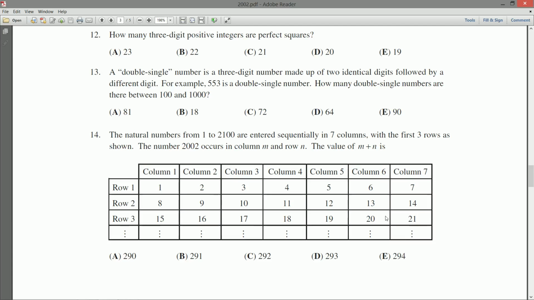And if you're familiar with modular arithmetic, column 6 has all the things that are equivalent to 6 mod 7. If you're not familiar with modular arithmetic, it's basically just math done with remainders. So column 6 is everything that has a remainder of 6 when we divide it by 7. Column 5 is going to have everything that has a 5 as the remainder when we divide it by 7, and so on. That's something I'm noticing immediately about this table.